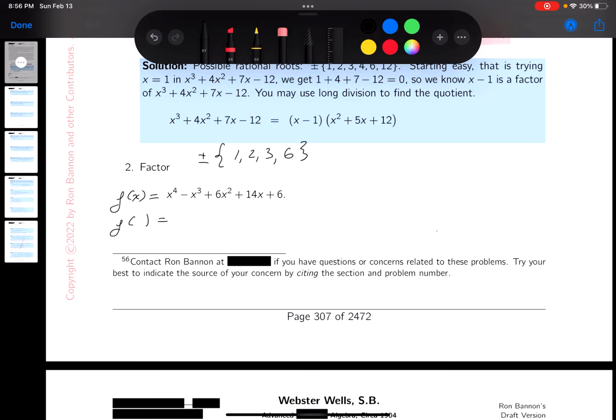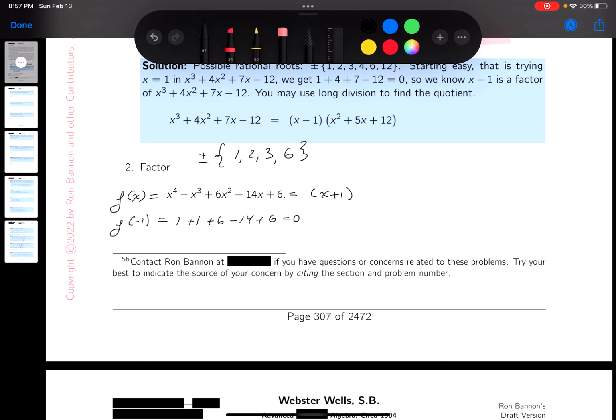But let's try minus 1. All right? What do you get over there? Well, you're going to get 1 plus 1 plus 6 minus 14 plus 6. That gives you 0. 1 plus 1 plus 6 is 14, and 14 minus 14 is 0. So if that is a root, I know a factor would be x plus 1.